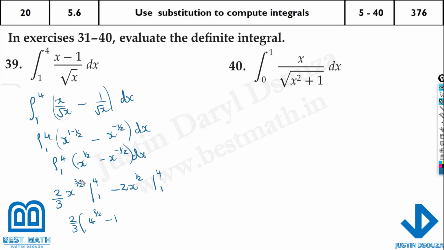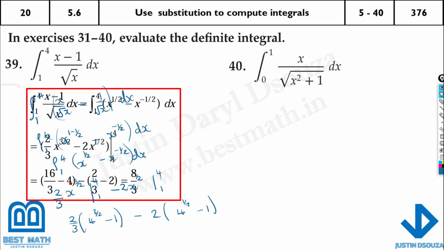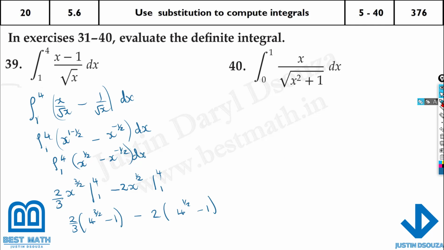Doesn't matter what you have to the power of 1, it's 1 itself. So I leave it over there. Minus 2 times, what is it over here? It's 4 to the power half minus 1. So this is the final answer. You can simplify it. I'm not sure they might have left it like this. Okay, they have simplified it to 8 by 3. Let me do that as well.